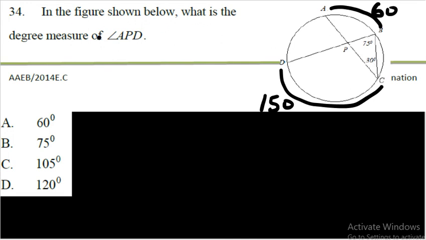In the figure shown below, what is the degree measure of angle APD? We are looking for angle APD. That means this angle we need. To get this angle, first of all, we can find this one now. Angle DPC, this one that I marked in green, is an angle formed by two crossing chords. Remember, there is one formula.